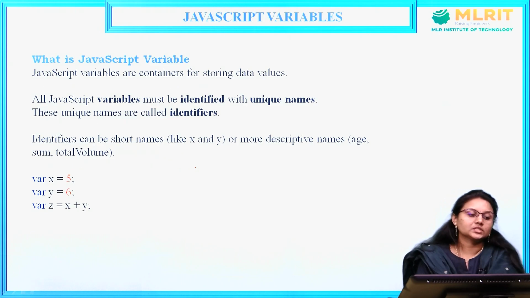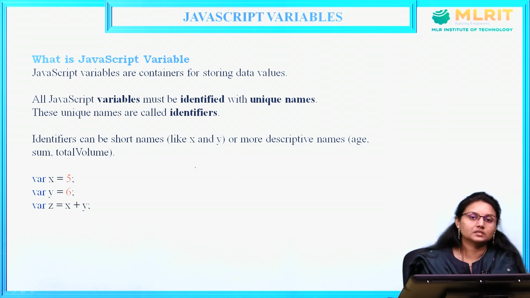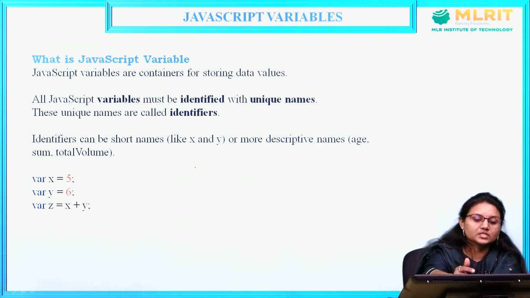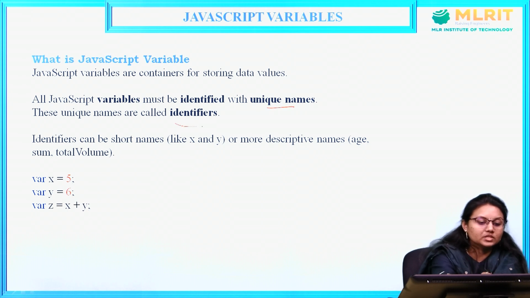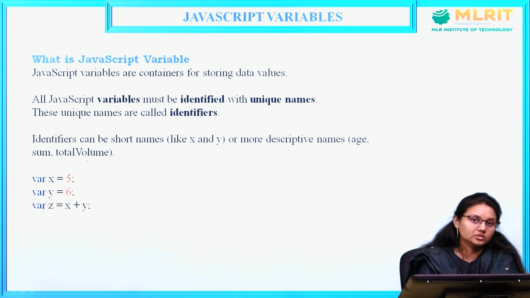So, what is a JavaScript variable? These are the containers storing the data values. As I told you, reserved words are there. Reserved words cannot be defined as variable names, identifiers. All JavaScript variables must be identified with unique names, and these unique names are called identifiers. Identifiers can be short names like x, y, or more descriptive, and there's no limitation, but it should not start with any special character other than underscore or dollar. And also it should not start with a number.